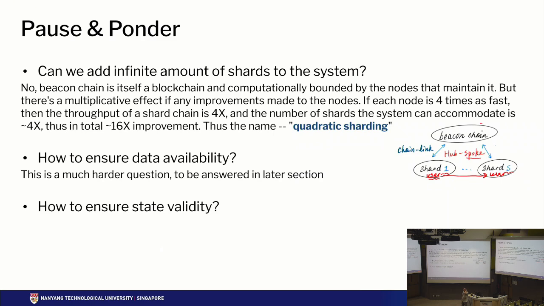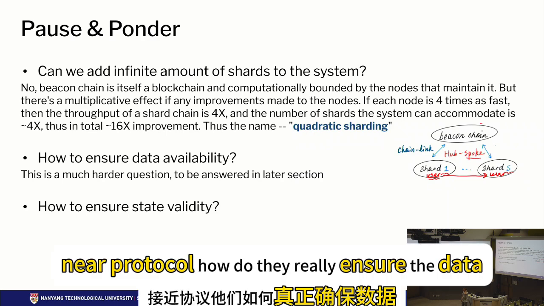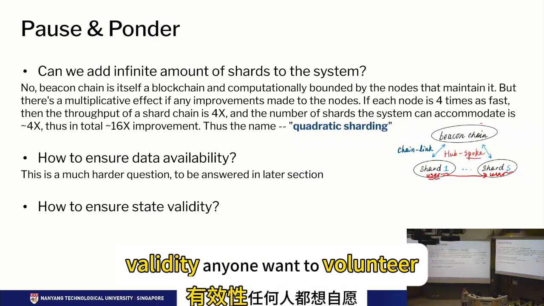Anyone has any? Just maybe run as a flow. How do you, as Near Protocol, how do they really ensure the data validity?